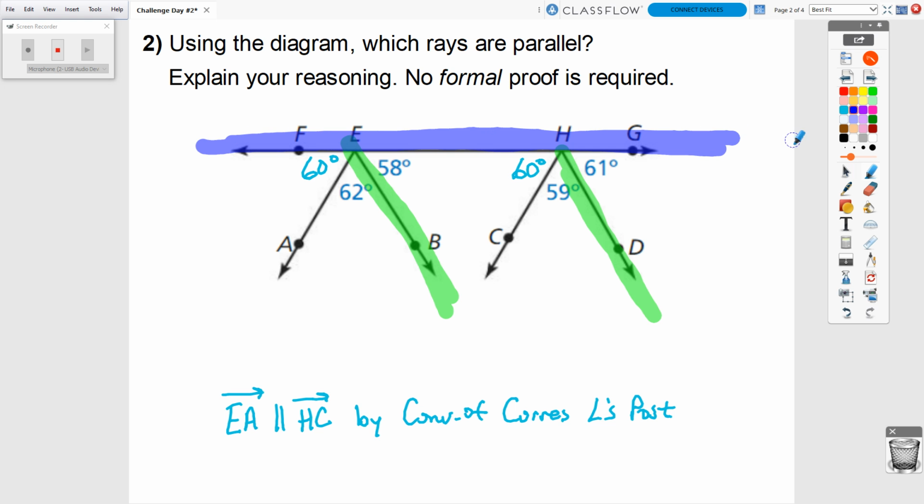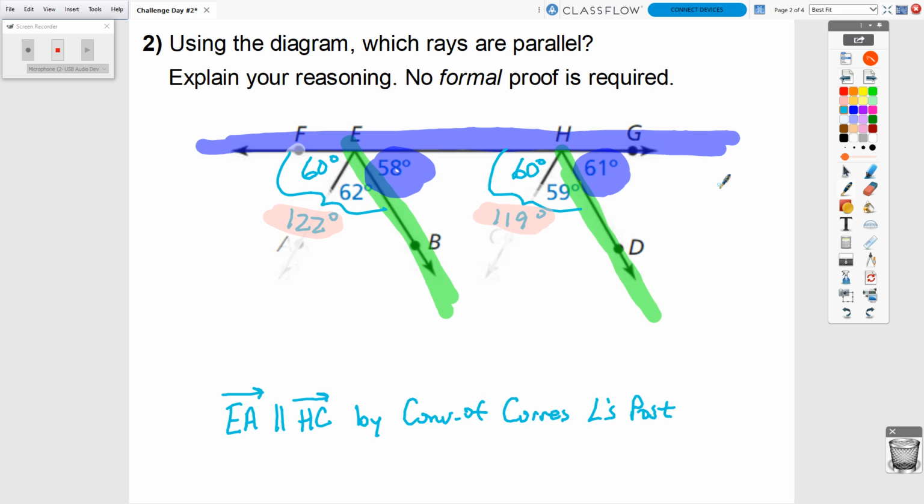And now what I notice is that I've got this 61-degree angle, and it's corresponding to this 58-degree angle. Also, I could ghost out ray HC and ray EA, and then talk about how this is really a big 122-degree angle, and this is really a big 119-degree angle. So again, notice those 119 and 122 angles are also corresponding angles. But what do we notice about these corresponding angle sets? They are not equal or congruent to each other.